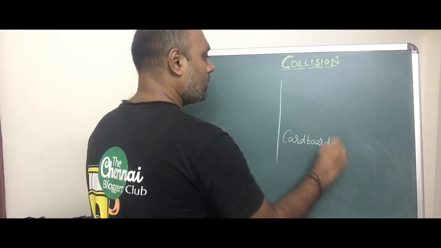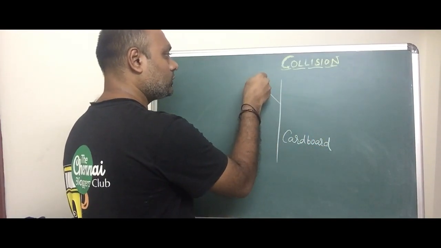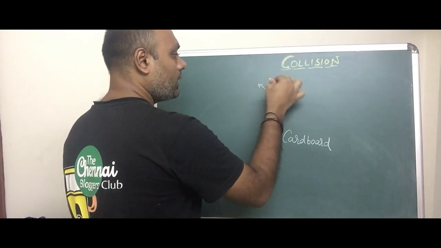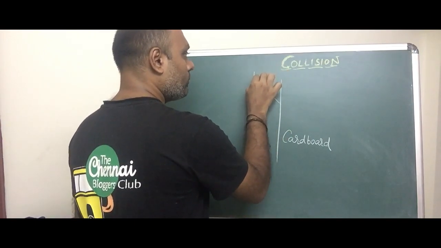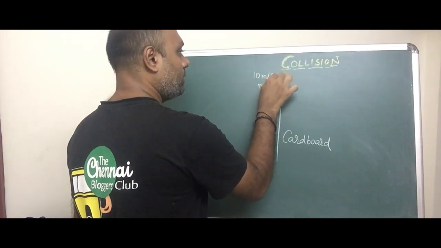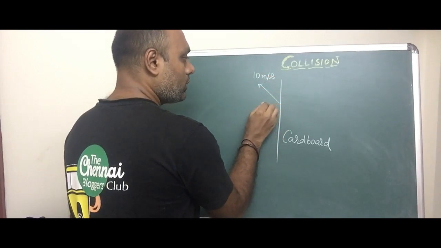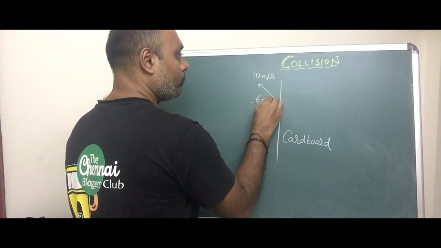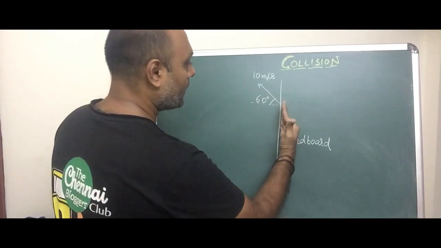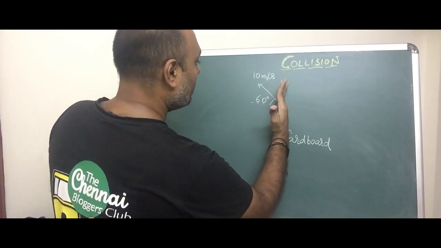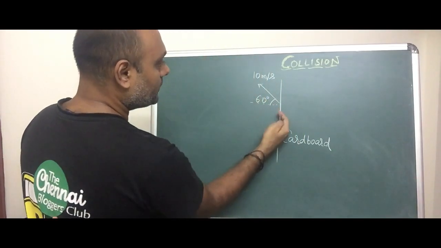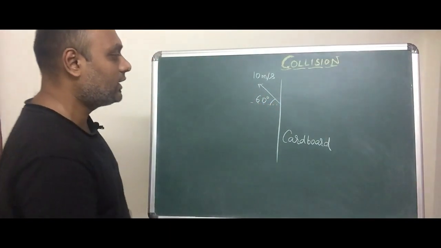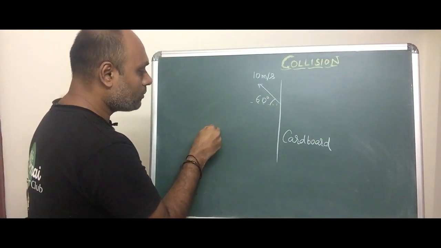And that cardboard is moving in this direction over here. I'll take even values. Say it's moving with a speed of 10 meter per second, and with the horizontal, it makes an angle of 60 degree. So the cardboard is moving like this. That vertical cardboard moves in this manner with 10 meter per second, making an angle of 60 degree with the horizontal.